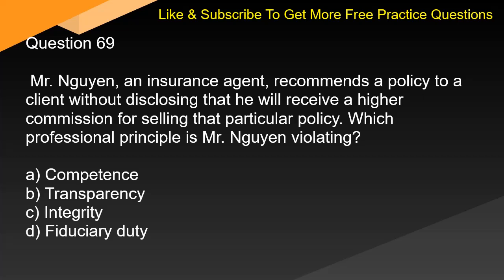Mr. Nguyen, an insurance agent, recommends a policy to a client without disclosing that he will receive a higher commission for selling that particular policy. Which professional principle is Mr. Nguyen violating? A. Competence. B. Transparency. C. Integrity. D. Fiduciary duty.